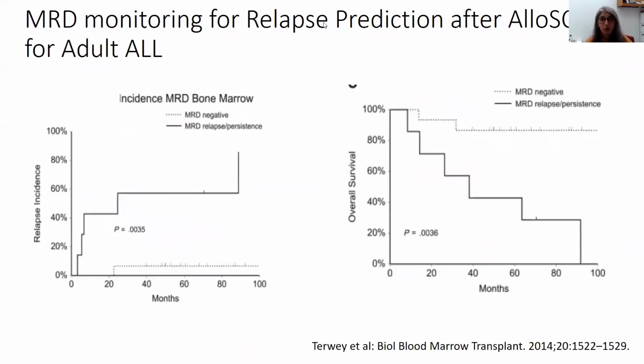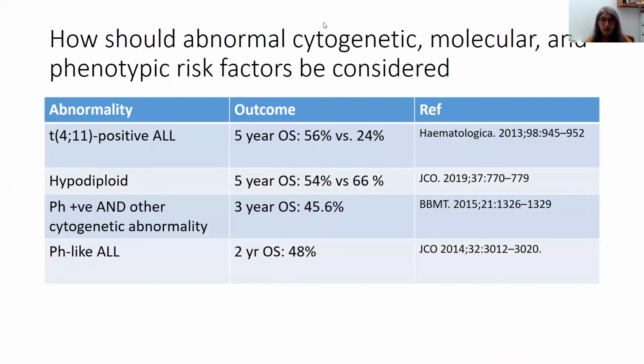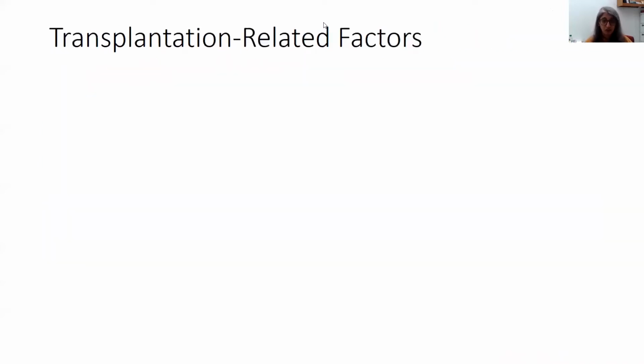MRD monitoring, both pre and post-transplant, is important. Post-transplant, it gives you an idea of who's going to do poorly. Patients who are MRD positive post-transplant will relapse and have a very poor survival. Other cytogenetic risk factors are again important to consider, and everybody should keep in mind that the 4;11 translocation, hypodiploid karyotype, Philadelphia positive, other cytogenetic abnormalities, and Philadelphia-like do much worse compared to the others. So that really needs to be taken into account when you're seeing the patient.